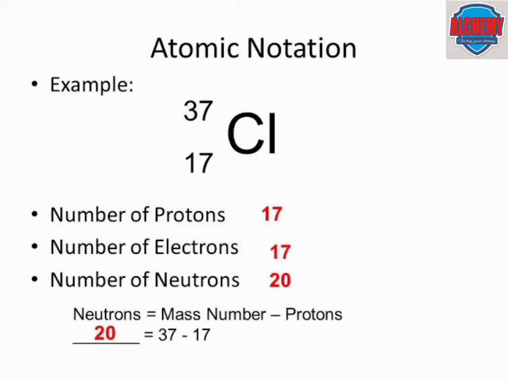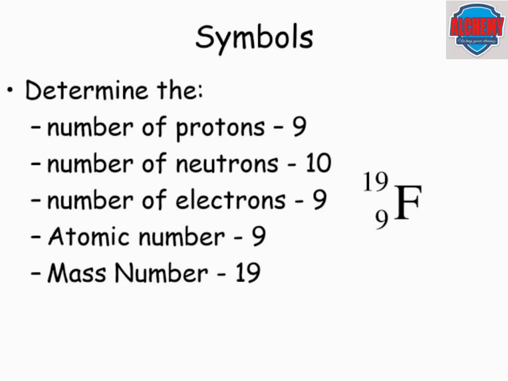The next element is chlorine. The mass number is 37 and the atomic number is 17. Since the atomic number is 17, the number of protons is equal to 17, which implies that the number of electrons is also equal to 17. Now, the number of neutrons is given by mass number minus atomic number, that is 37 minus 17, and the answer is 20.